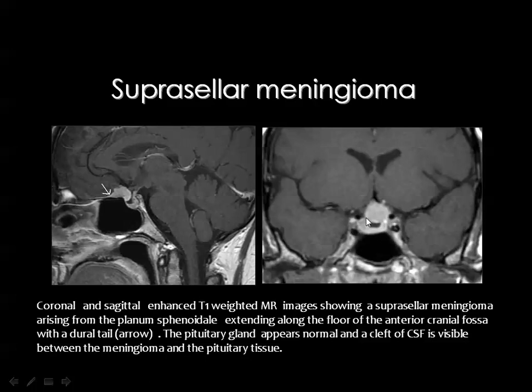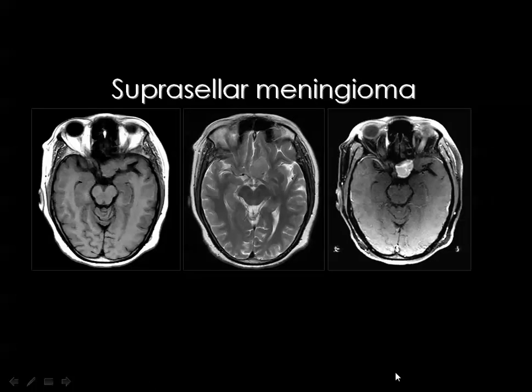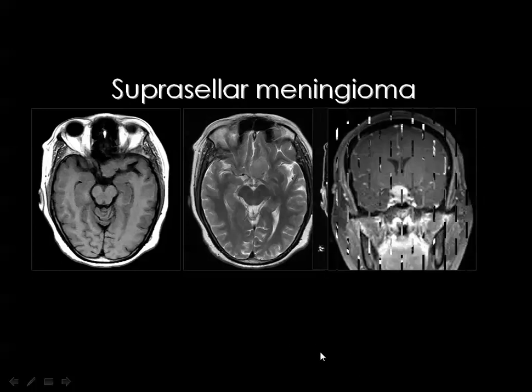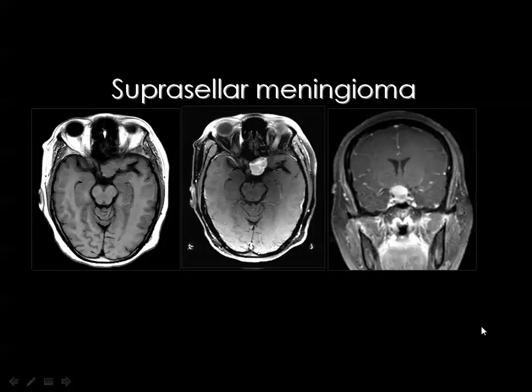The tumor is clearly separable from the pituitary gland. The tumor shows homogeneous enhancement, and the arrow points to the dural tail, which, as you all know, is not pathognomonic for the meningioma, but it may support the diagnosis. Then this is an isointense lesion in T1 and T2, and after contrast it shows homogeneous contrast enhancement. And this is a meningioma of the anterior clinoid, and here is the coronal image.